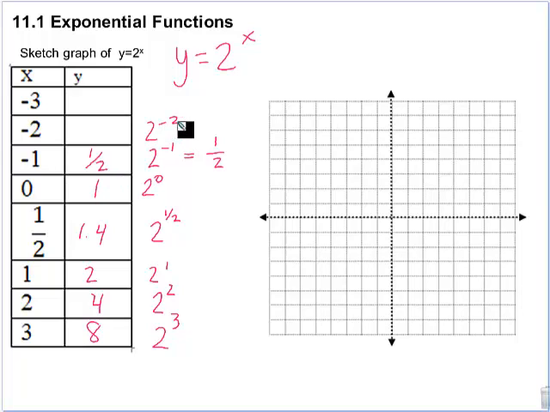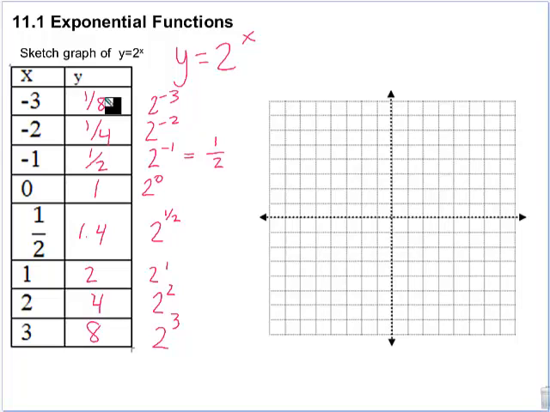So what would be 2 to the negative 2? 1/4. What would be 2 to the negative 3? 1/8. Okay, are we ever going to be able to get a negative number here? Nope. Okay, we'll never be able to get a negative. We're just going to get closer and closer to 0 the further negative we go.